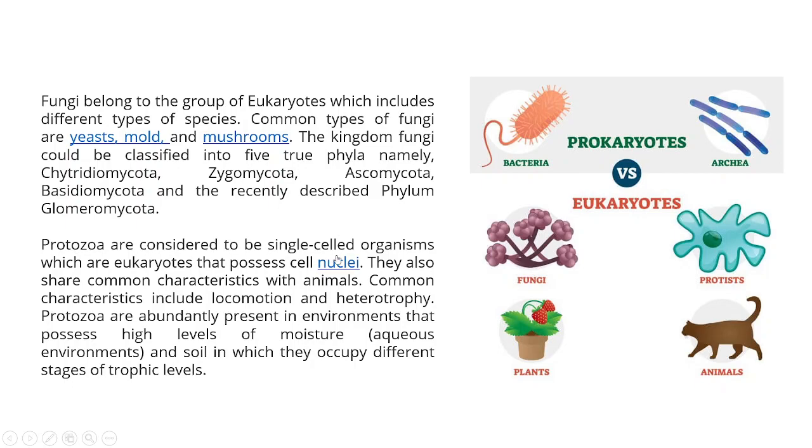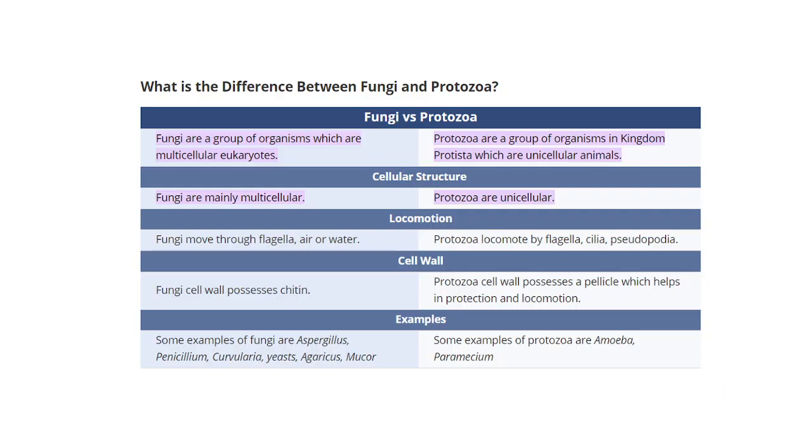Protozoa are also considered to be single cell organisms, which are eukaryotes, and they possess cell nuclei, and they also share some common characteristics with animals such as locomotion and heterotrophy. And protozoa are abundantly present in environments that possess high levels of moisture and soil. So they occupy different stages of trophic levels. So obviously archaea and bacteria, these two fall under prokaryotes. Fungi, protists, and definitely plants, animals, these all come under more developed eukaryotes. Moving on to the next question.